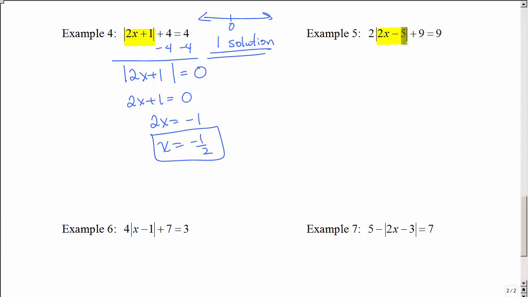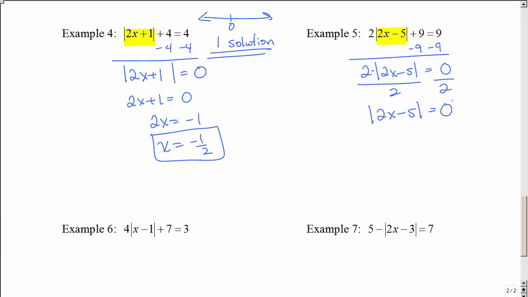Here, we need to isolate that absolute value by subtracting 9. And look at that, I get 0. What do I do with that 2 in front? Well, just like on that other example, since it's being multiplied, I need to divide. And 0 divided by 2 is still 0. And so again, I have one solution. So I remove the absolute value bars and just solve.